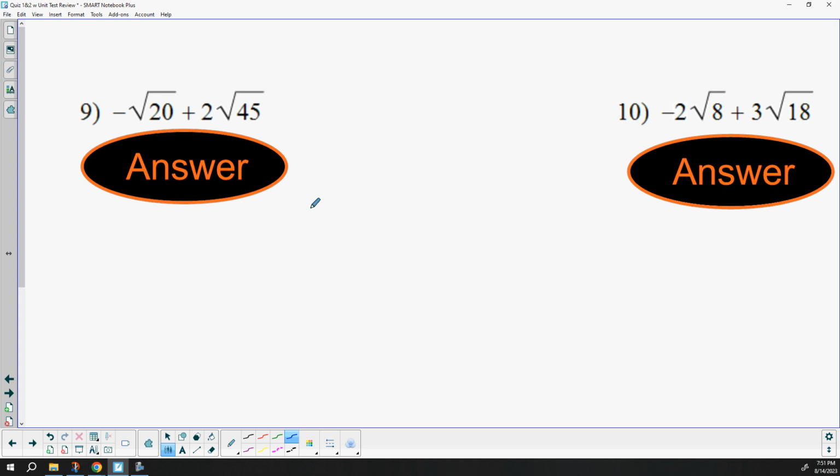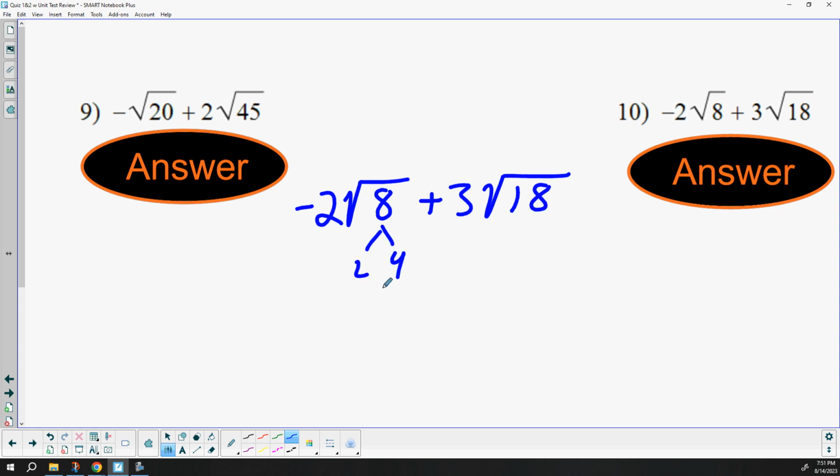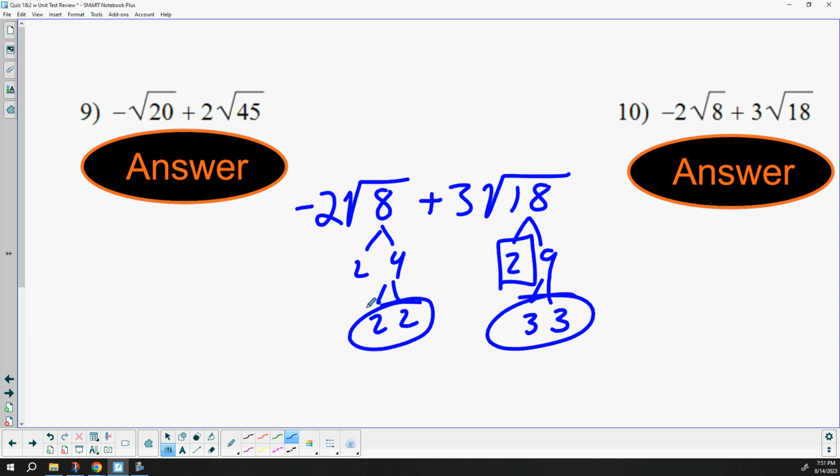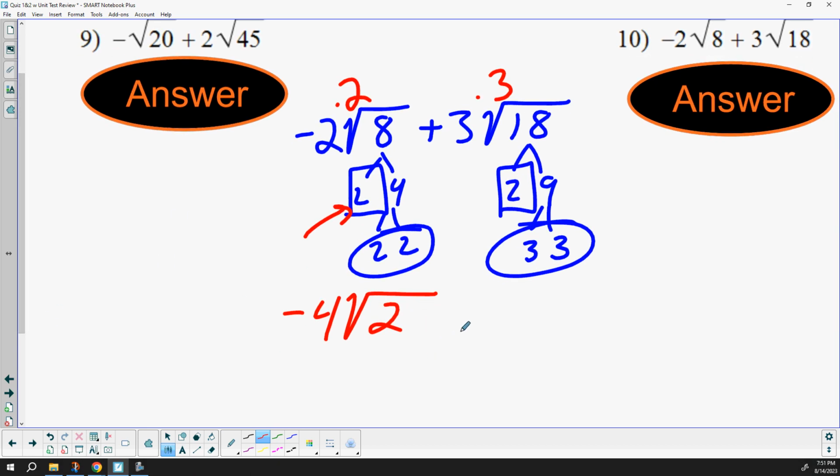Addition. So negative 2 root 8 plus 3 root 18. 2 and 4, 2 and 2, 2 and 9, 3 and 3. Circle the pairs, box. Circle the pairs, box. Remember in class, I went ahead and just put a dot 2 when I'm multiplying these outside things. Dot 3. So negative 2 times 2 is negative 4 with a 2 left over. 3 times 3 is a 9. Positive 9 with another 2 left over.